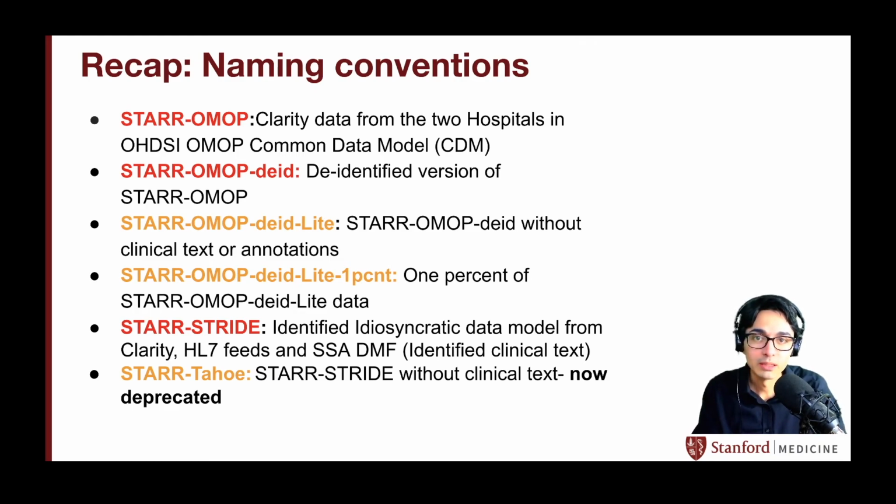Then we have STARR STRIDE. STRIDE is a data model that was created by Stanford even before i2b2 existed. This data set has an idiosyncratic data model that is only true for Stanford, and it can be accessed through the chart review tool and the cohort tool. Then we have STAR Tahoe, which was a medium risk data set that is no longer supported. So for those of you listening to this video, STAR Tahoe is now deprecated. With this, we finish the first part.